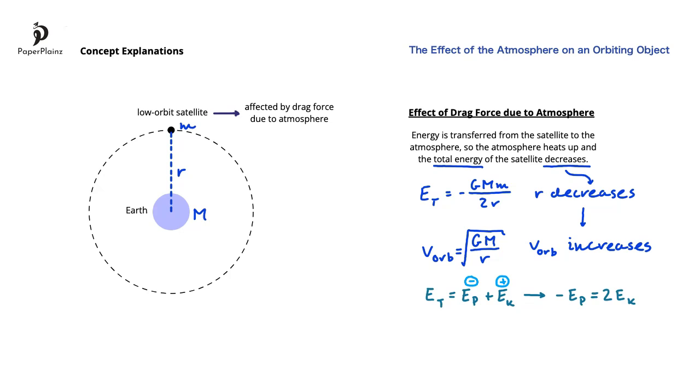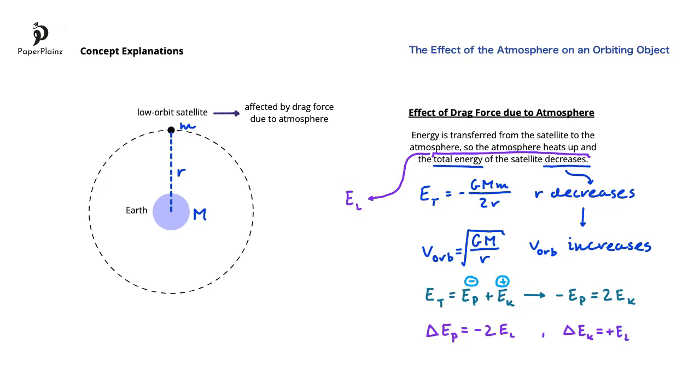If we now denote the total energy lost by the satellite as EL, we get to the final key point in this video, which is that the change in the gravitational potential energy of the satellite is negative 2EL, while the change in the kinetic energy of the satellite is positive EL, or simply EL.